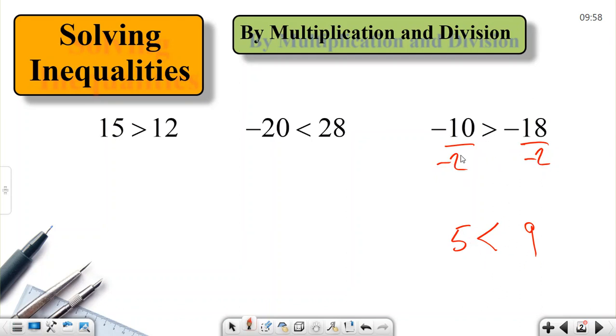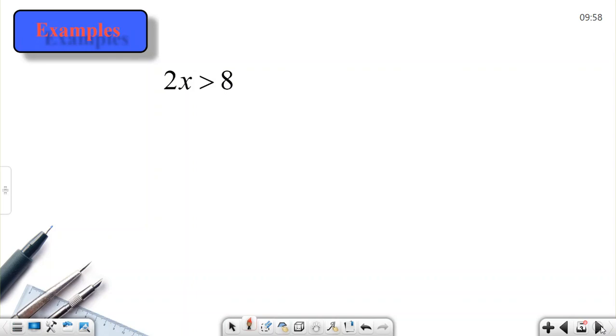When you multiply or divide both sides of an inequality by the same negative number, the inequality sign always changes. This is very important. When you divide or multiply both sides of an inequality by a negative number, the sign of the inequality will change. That's it. It must change all the time. So why did I tell you that part? This wasn't our topic.